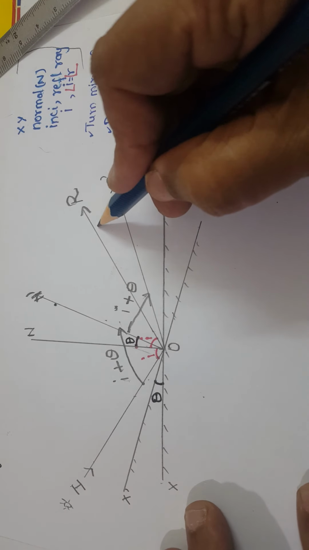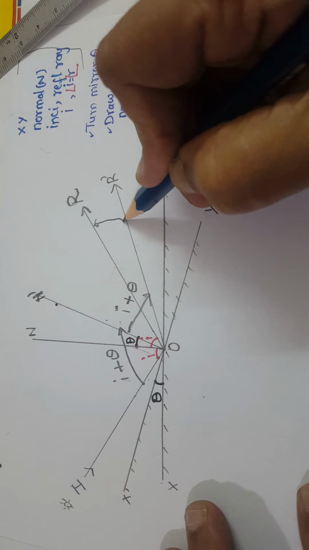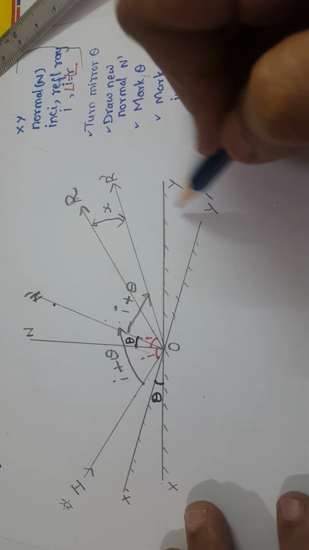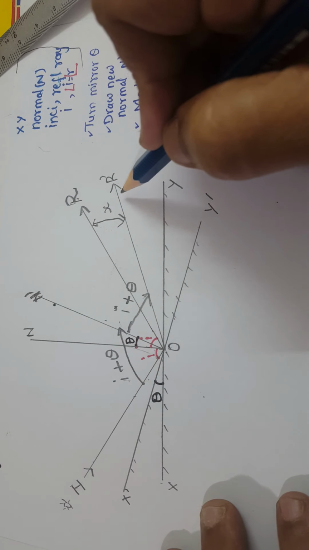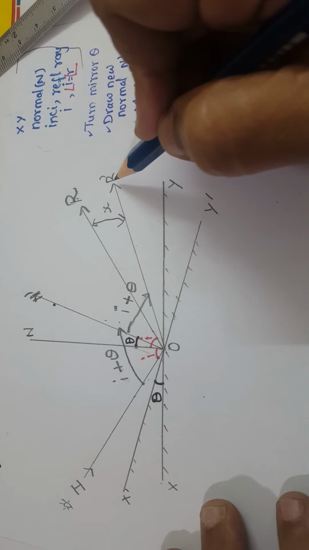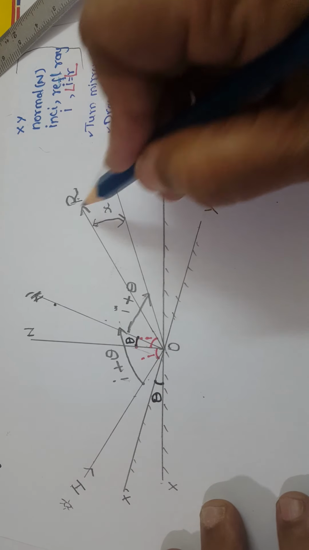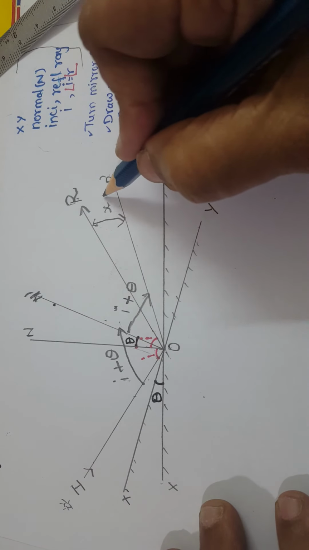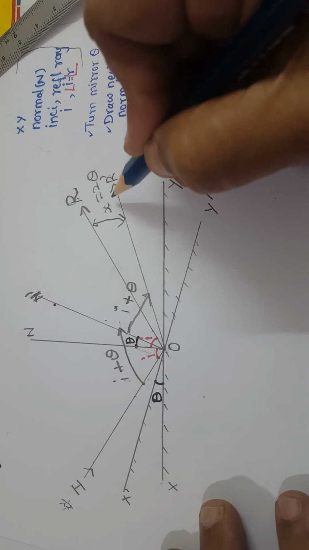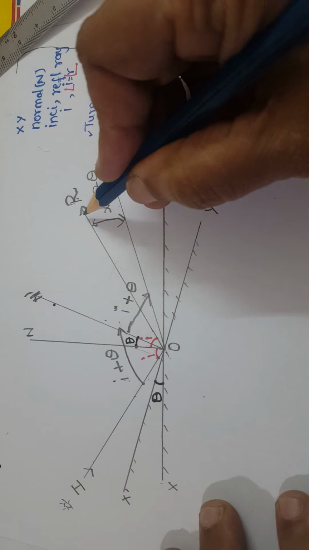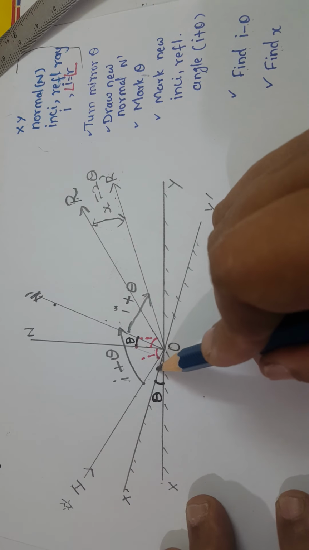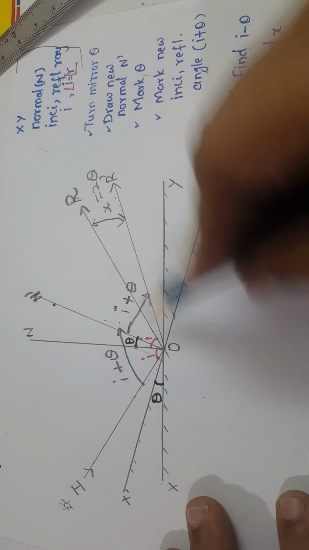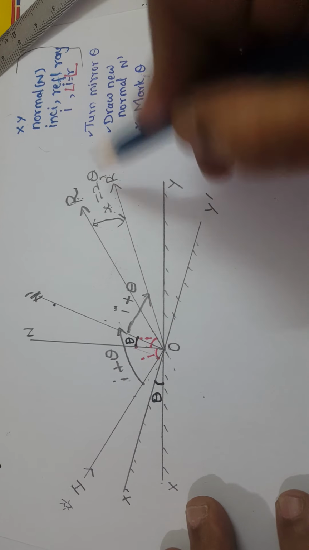What is x, children? This is angle x. The angle between the first reflected ray, that is before the mirror was shifted, and the new reflected ray R dash after the mirror is shifted by angle theta. This angle R O R dash is x. This x you have to prove to be 2 theta. That is the question. If you shift the mirror by angle theta, the reflected ray should be shifted by an angle 2 theta. So in this angle R O R dash, x, you have to prove that x is 2 theta.